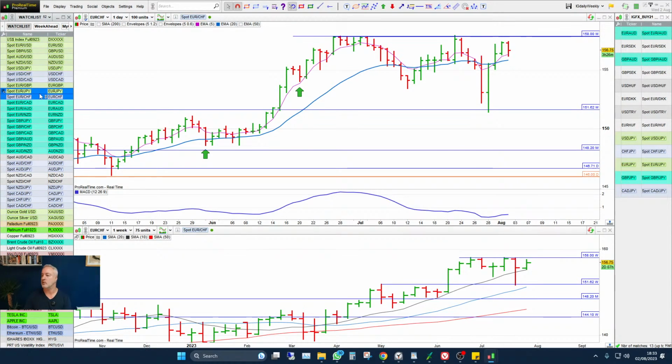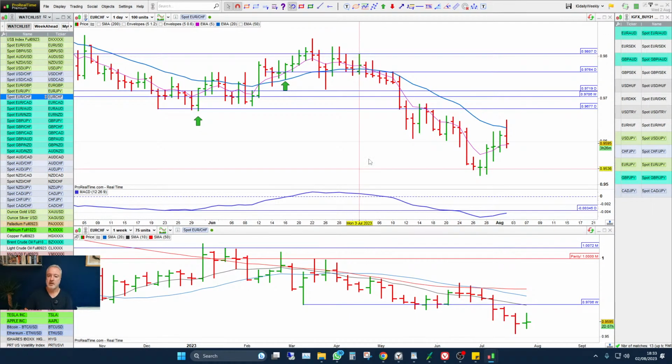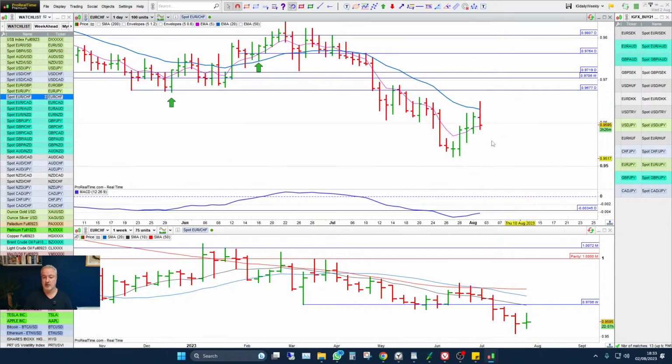So nothing there. Euro Swissy. Okay, this is interesting to me. It's pulled back and it's produced this bearish candle. Contradiction. So we've got a downtrend here. There could be a potential move low. Okay, so that could be something there. So Euro Swissy is literally the first one that I've seen that might have something.